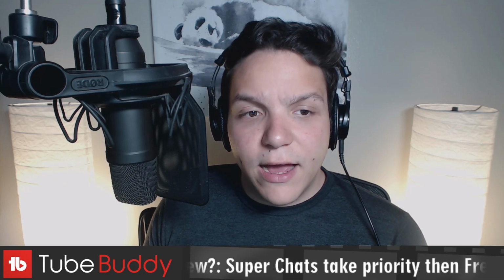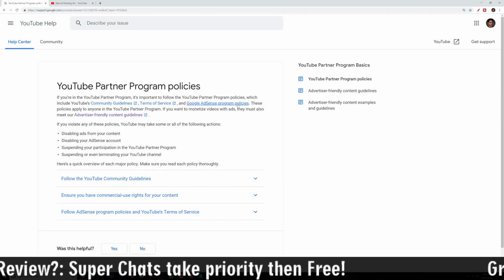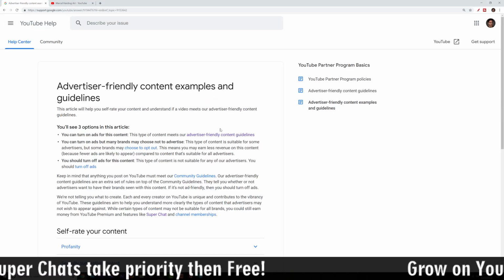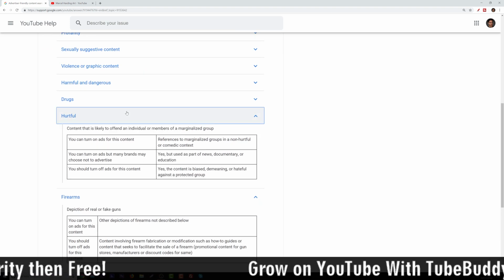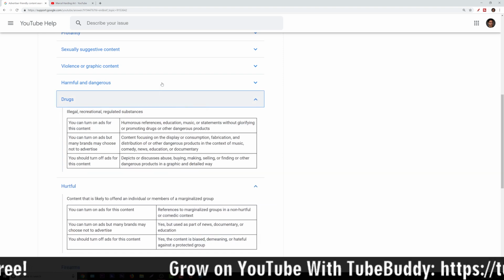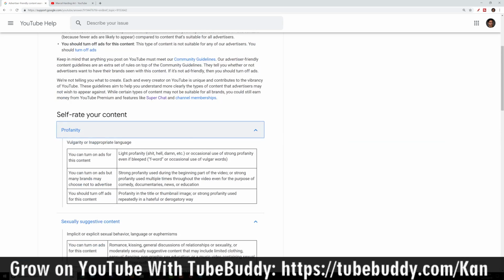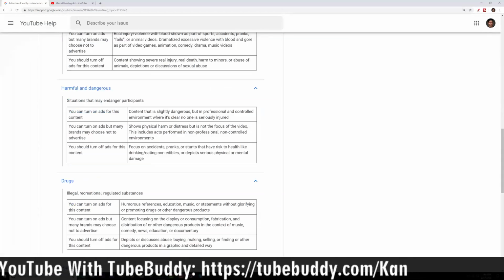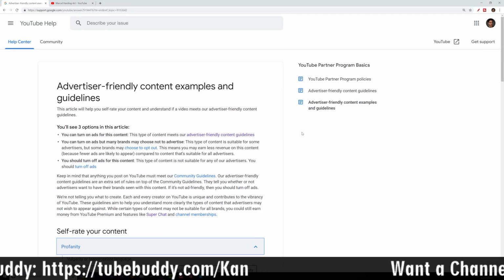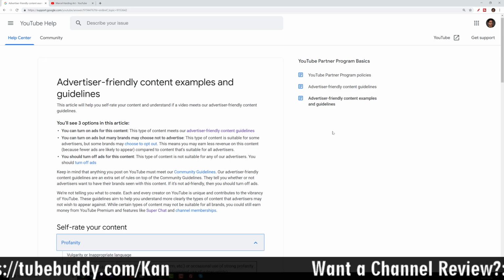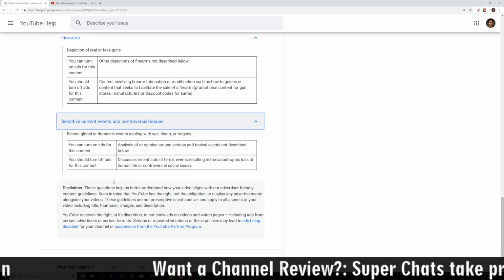Now, I do like how they also have the partner program policies. If we transition back, they also have these. So you can see these at a time. We can see content examples. So they finally give you this too. So if you don't want to see the whole thing, there's this self-rate your content. This is actually really helpful. And again, this is all on the side of this. So there's a lot here. And if you're unsure, I'd say come here.